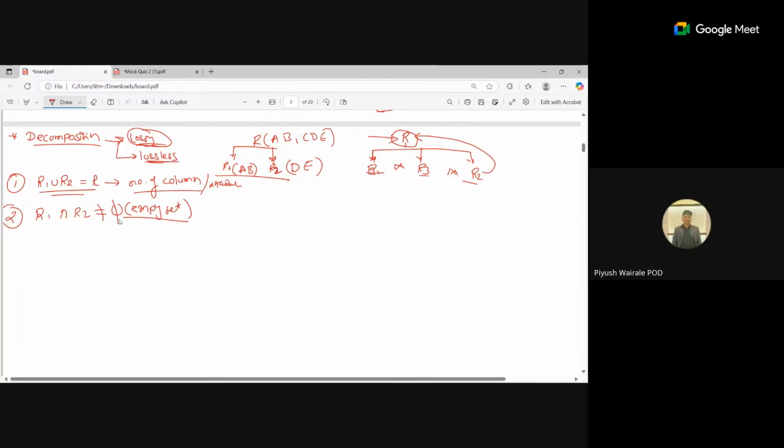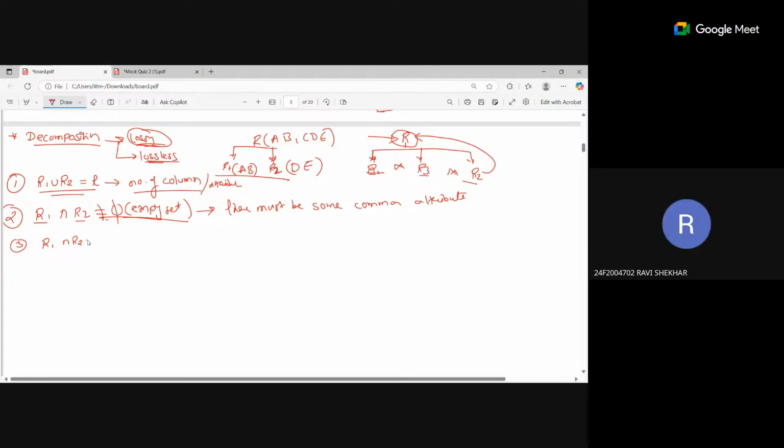So what do you mean by empty set here? Whatever intersection we perform between R1 and R2, or we can say the common attribute between R1 and R2, there must be some common attribute, right? So this means there must be some common attribute between two tables. What about the third condition here?